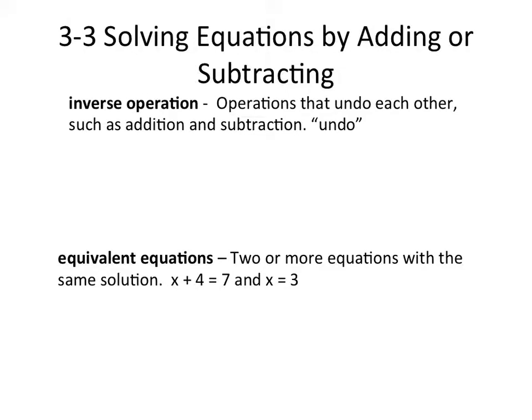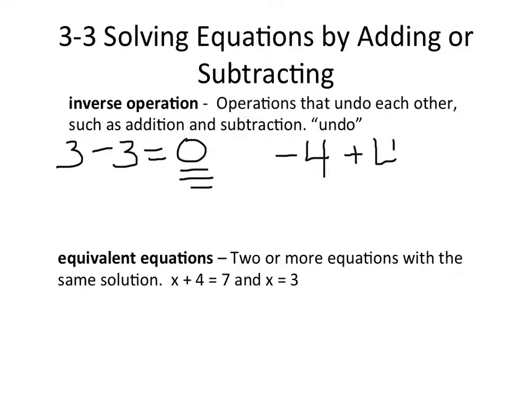If I were to take the number 3, I say to myself, what can undo a positive 3? That would be a negative 3. And that gave me 0. So that's proof that I undid the positive 3. My answer was 0. We could also do that with a negative number such as negative 4. What undoes a negative 4? Well, a positive 4. And when I put those two together, my answer is 0. So I know that I undid the negative 4 by adding a 4 to it.